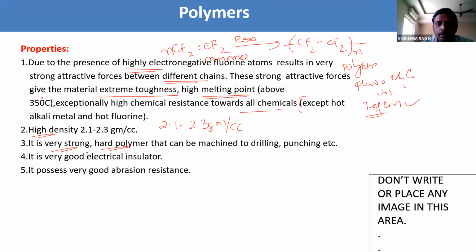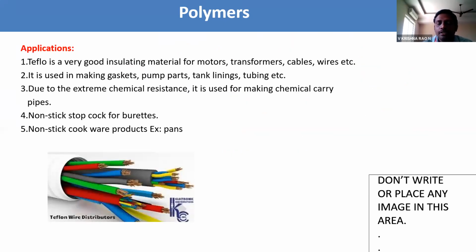Because it is a strong and hard polymer, we can do drilling and punching, etc. It acts as a very good electrical insulator, meaning it does not allow the electric current to pass through it. It possesses very good abrasion resistance. Smoothness present on the polymer is nothing but good abrasion resistance. Next, coming to the applications.